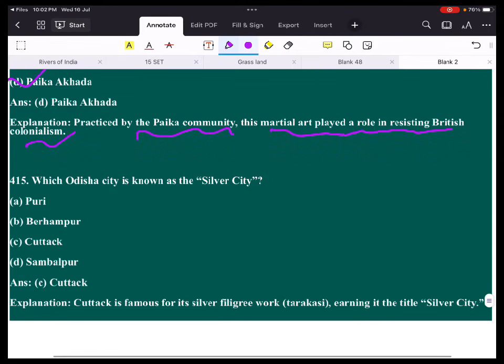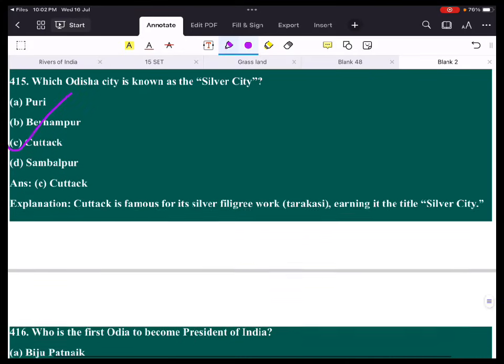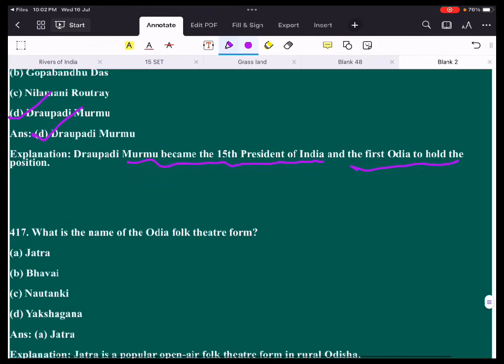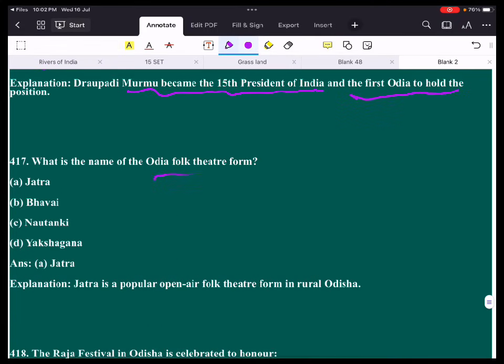Which Odisha city is known as Silver City? That is option C, Cuttack. Who is the first Odia to become President of India? That is Draupadi Murmu. Option D. Draupadi Murmu became the 15th President of India and the first Odia to hold the position. What is the name of the Odia folk theatre form? It is Jatra. Option A.